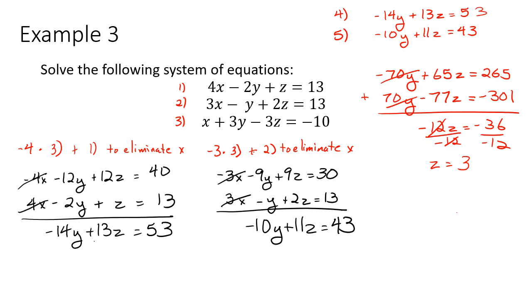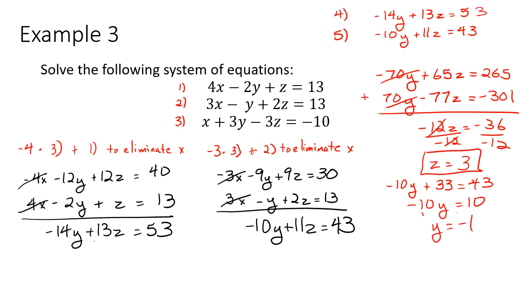Let's say I plug this into, let's go with equation 5, why not? We get negative 10y plus 11 times z, which is 3. 11 times 3 would be 33, is equal to 43. Subtract 33 from both sides. Divide by negative 10. We get y is equal to negative 1.